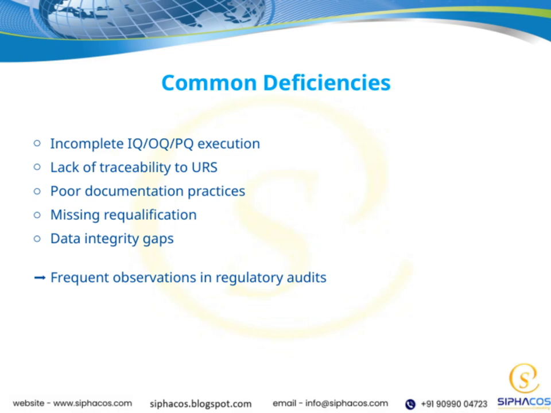All of these deficiencies often lead to frequent observations during regulatory audits, which can delay projects or even result in penalties. So, understanding and addressing these common pitfalls is essential to maintaining a compliant and robust quality system.